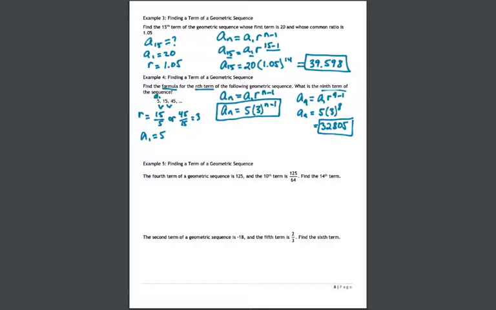Okay, on this next example, it's a little harder. They gave us the 4th term. It's 125. They gave us the 10th term. It's 125 over 64. And they've asked me to find the 14th term.